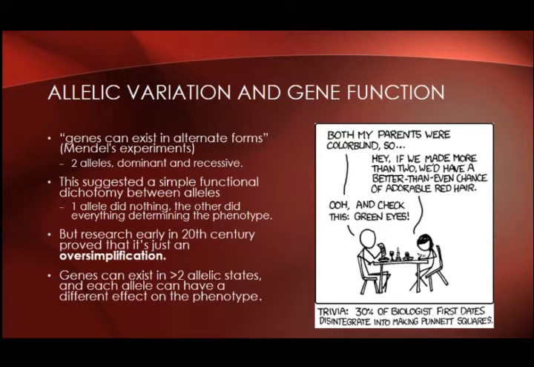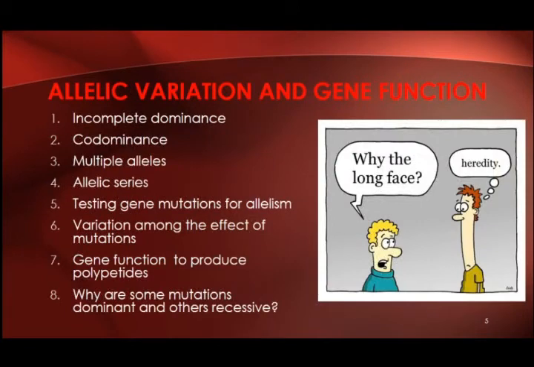This is just a simple dichotomy of alleles, where one allele did nothing and the other allele would determine the phenotype. But research in the early 20th century showed that this is an oversimplification, because genes can exist in more than two allelic states and each allele can have a different effect on the phenotype. So you have incomplete dominance, codominance, multiple alleles, allelic series, and then we can test mutations for allelism. In mutation there is a variation among effects, and gene function can produce different qualitative tests. We can know why some mutations are dominant and others recessive.